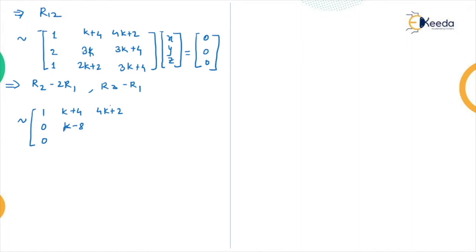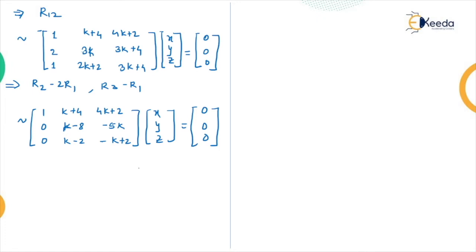third row. Third row is what? R3 minus R1, what is that? Here what remains is only k minus 2. Then 4k plus 2 is the element changed in the second row, that is minus 5k, and also minus k plus 2 is there. Nothing will be changed in x, y, z, that is as it is, only the change is in matrix A.